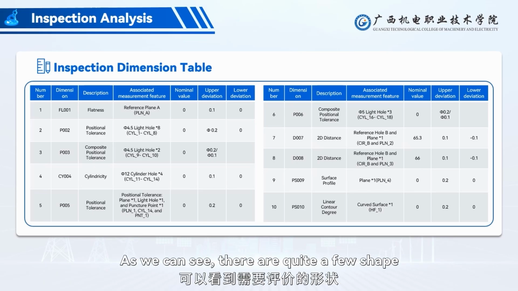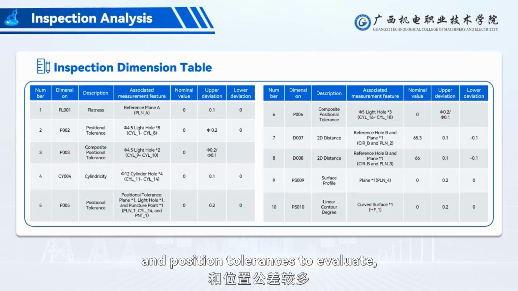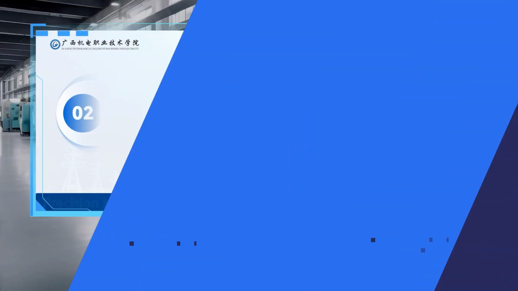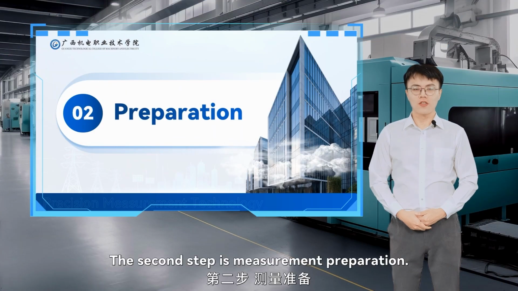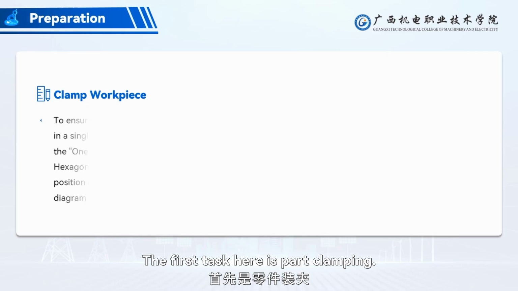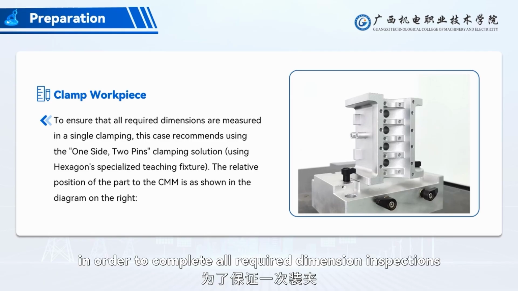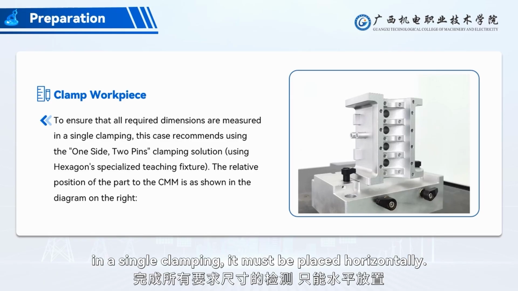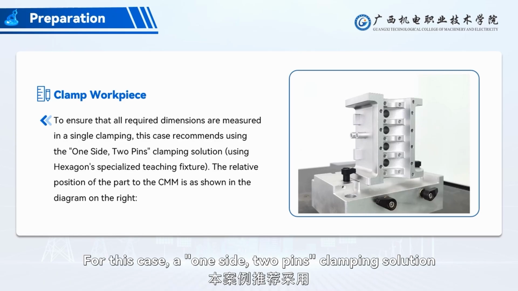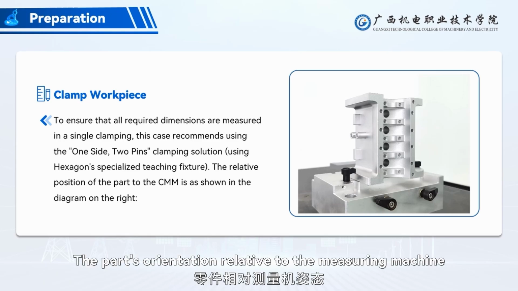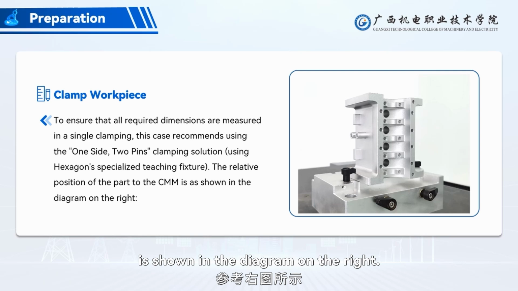As we can see, there are quite a few shape and position tolerances to evaluate, which are common evaluation items for complex parts. The second step is measurement preparation. The first task here is part clamping. Since the part has features that need to be inspected on all four sides in the top surface, in order to complete all required dimension inspections in a single clamping, it must be placed horizontally. For this case, the one-side, 2 pins clamping solution is recommended. The part's orientation relative to the measuring machine is shown in the diagram on the right.